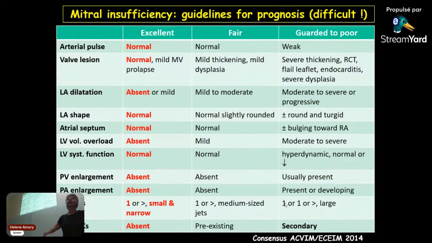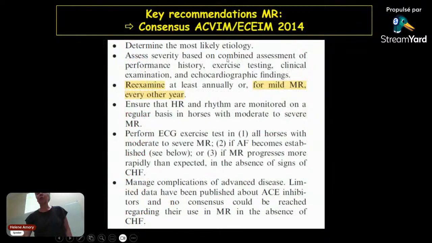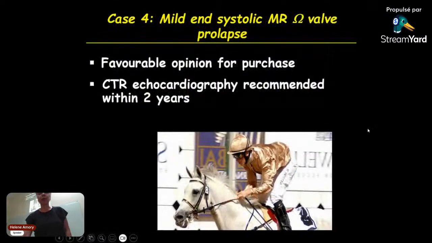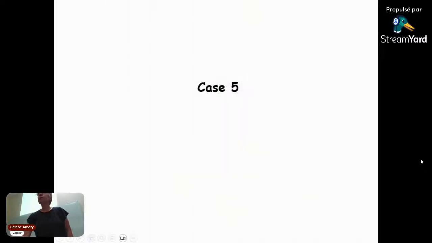If you see the criteria here, we are all with excellent prognosis in this case. Thus, we are happy to have those guidelines because we can say to the owner, okay, you can buy this horse without any problem, okay? And maybe just do control echocardiography regularly if they want, okay? Thus, we give a favorable opinion in this case. Those cases with prolapse of the mitral valve at the end of the systole are, in most of the cases, associated with a good prognosis.